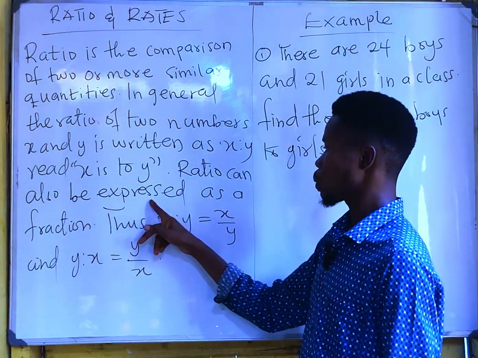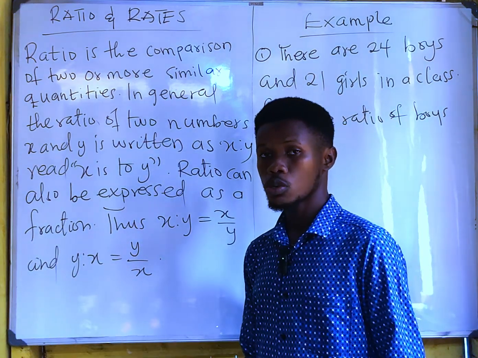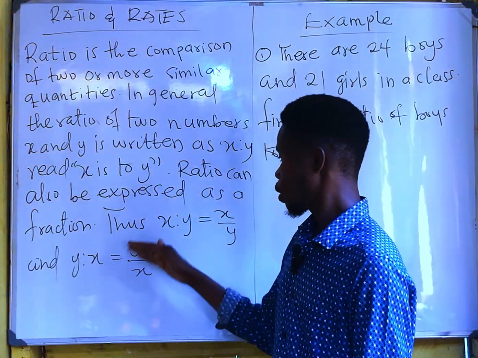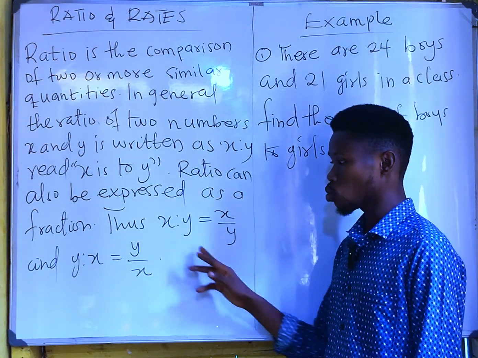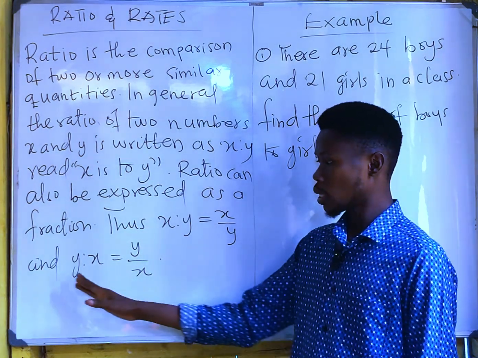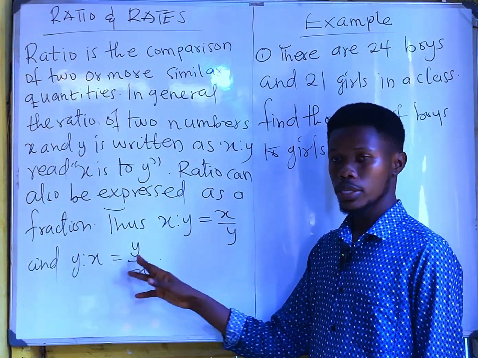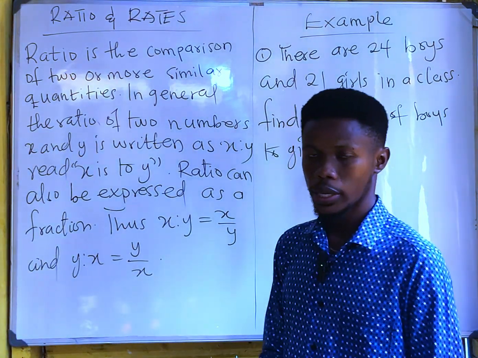Ratio can also be expressed as a fraction. So you can express ratios as what? Fractions. Thus, x is to y can also be written as x over y. So the first one becomes the numerator. The second one becomes the denominator. And y is to x can be written as y over what? x. Very good. Now let's look at an example.